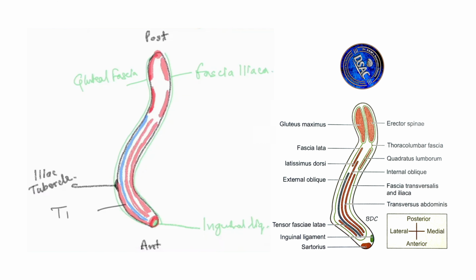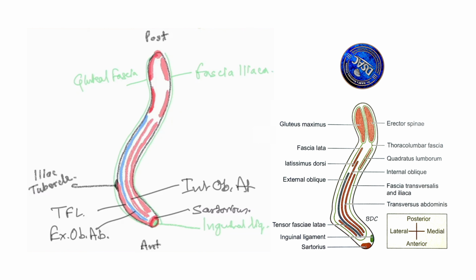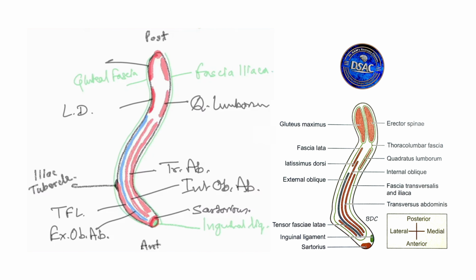For you to remember them, let me name them fast. This is tensor fasciae latae. This is sartorius. This blue color one is external oblique abdominis. The middle one is internal oblique abdominis. Innermost one is transversus abdominis. This is latissimus dorsi. This is quadratus lumborum. And this is gluteus maximus. And this one is erector spinae.